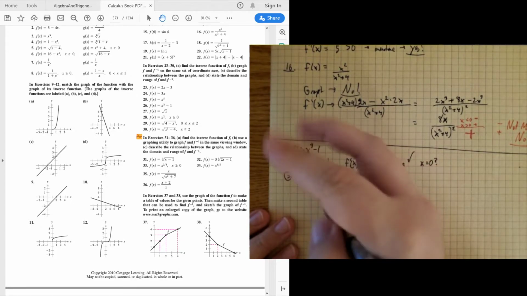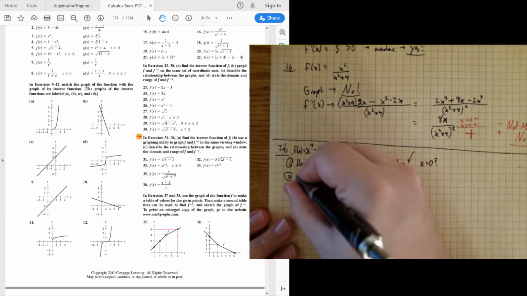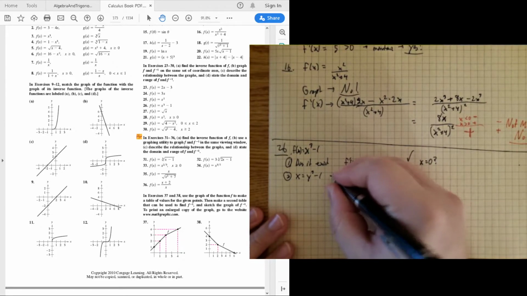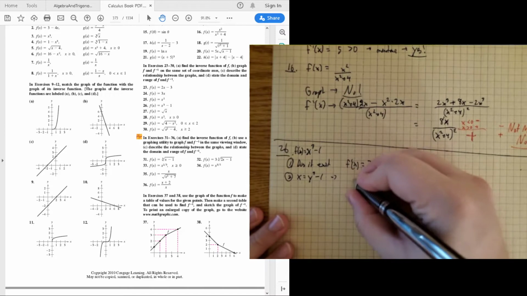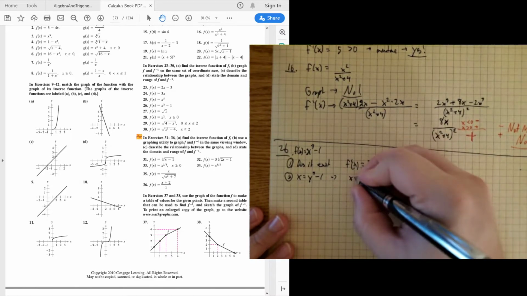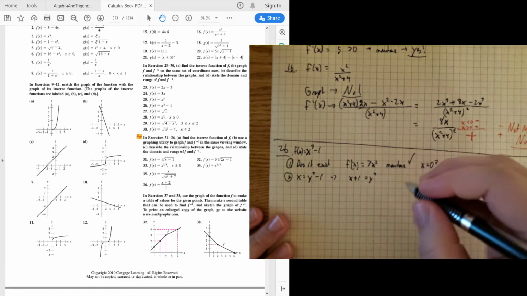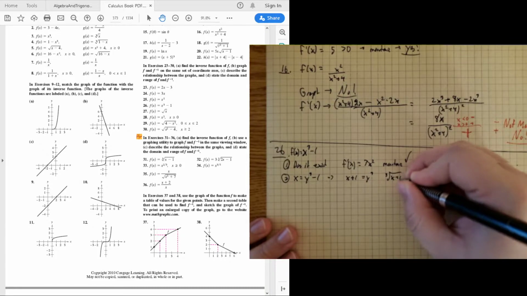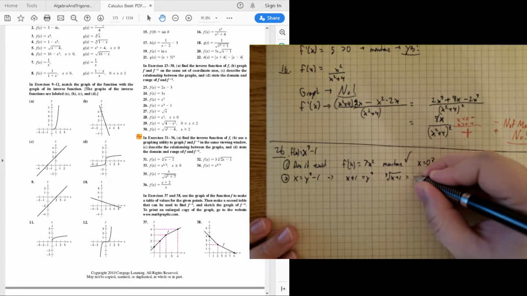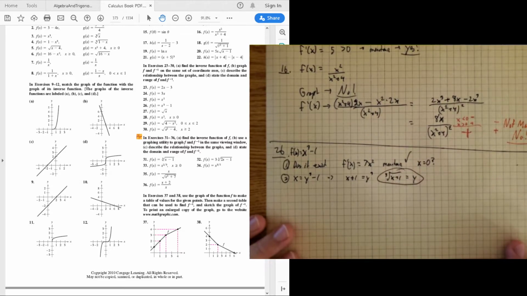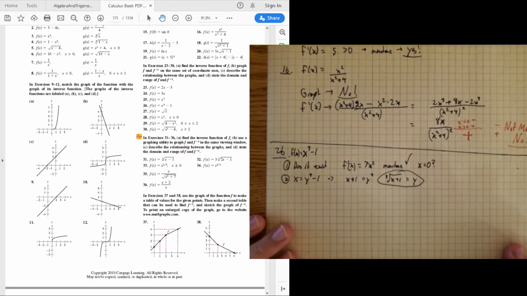Everywhere there used to be a y, or an f of x as it's sometimes called, we're going to replace with x. And now we're going to solve. So I'm going to add 1 to both sides, so I get x plus 1 equals y cubed. I'm going to take a cube root of both sides, meaning I get the cube root of x plus 1 equals y. This, in theory, should be my inverse function.